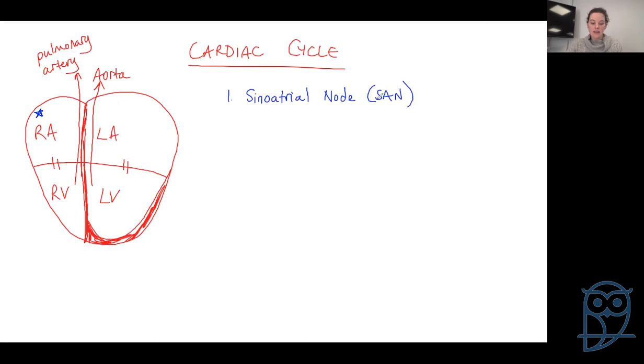This is a piece of muscle cells, a piece of tissue, and these cells contract slightly faster than the rest of the cells in the heart. They set the rhythm for the whole heart. This is where it all starts. When they contract, they send out an electrical impulse, and that impulse then spreads across the atria. So the atria contract first. The sinoatrial node sets the rhythm, and then the atrial walls contract.